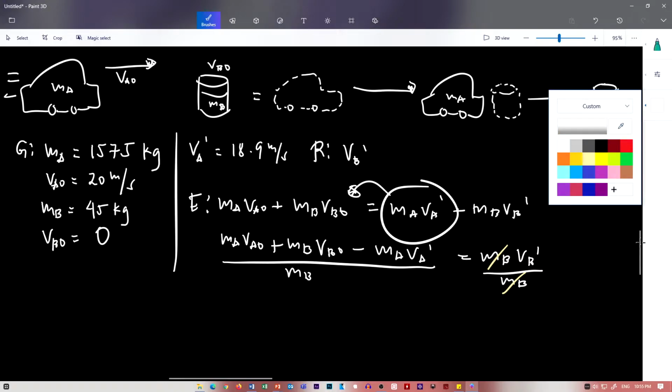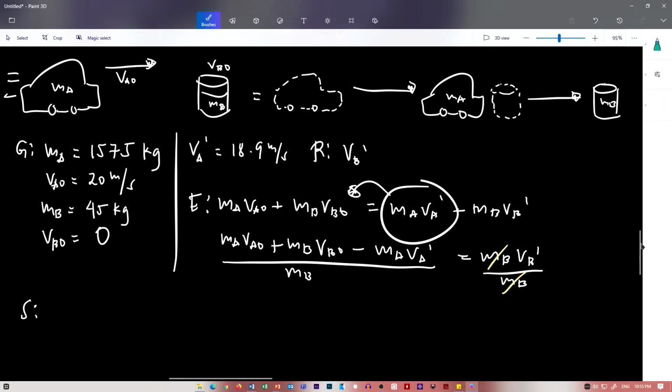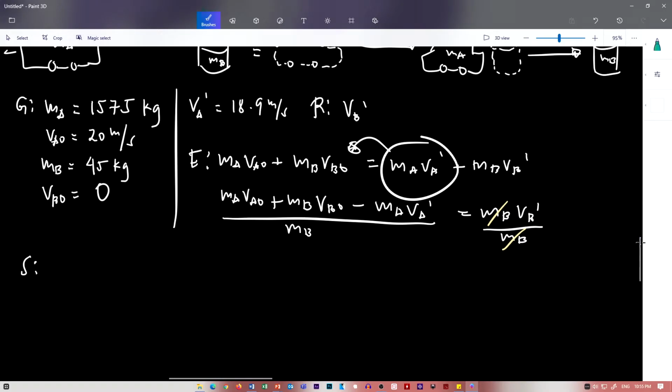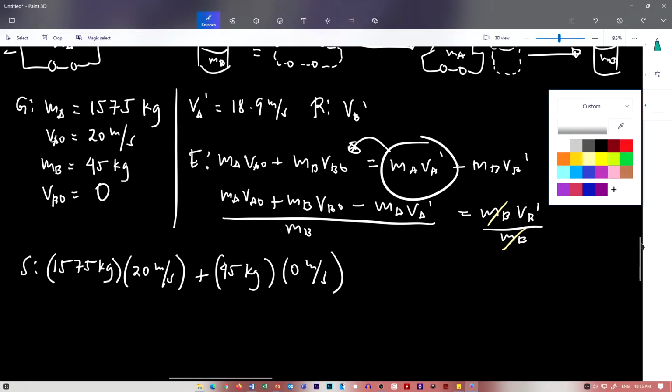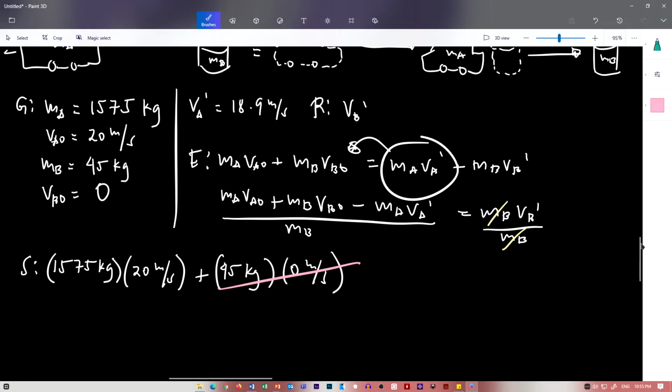So we can now proceed on direct substitution. So you don't have to worry about derivation anymore. So let's proceed. So m sub a is 1575 kilograms multiplied by 20 meter per second plus, what's our m sub b? 45, correct? Times 0. Okay, so this is effectively cancelled. Let's use a different pen. Let's have pink. So this is effectively cancelled. So you don't have to include that on your cycle anymore.